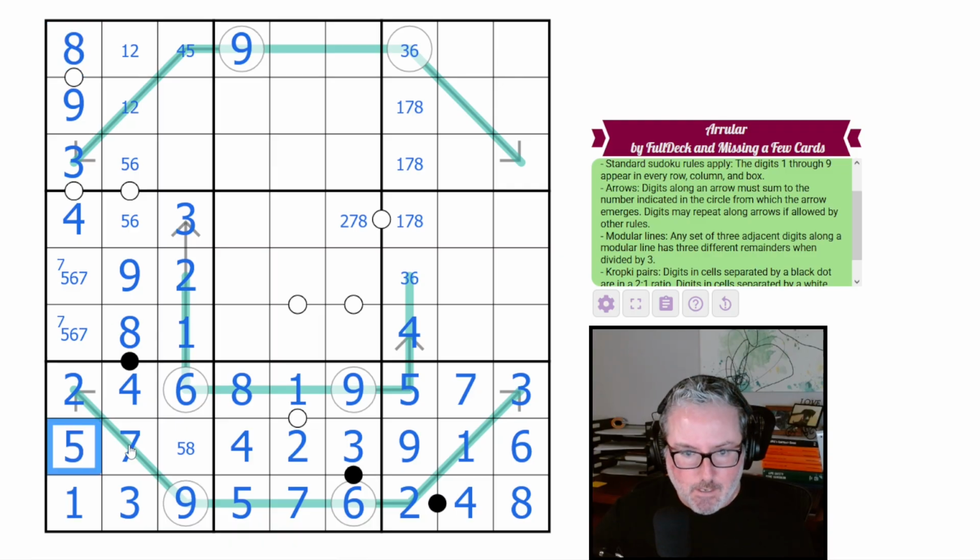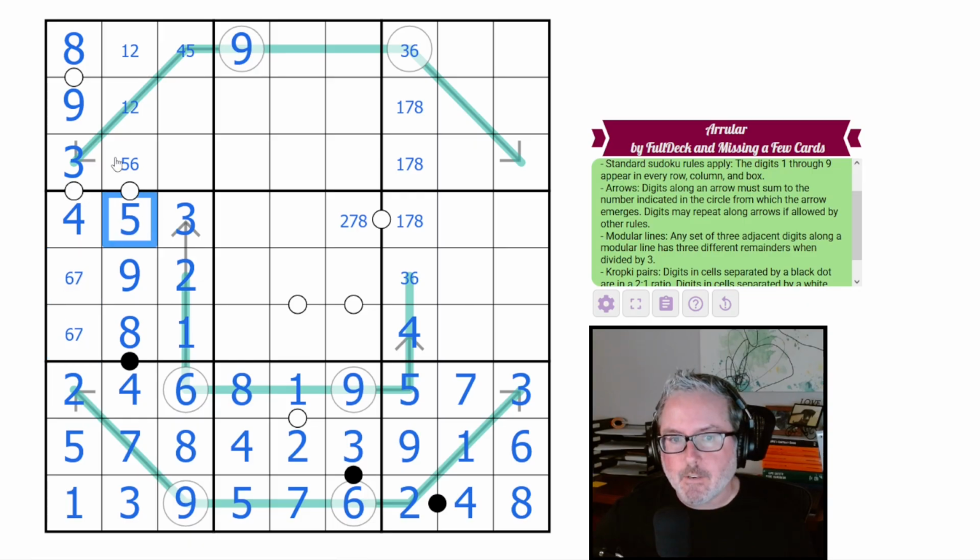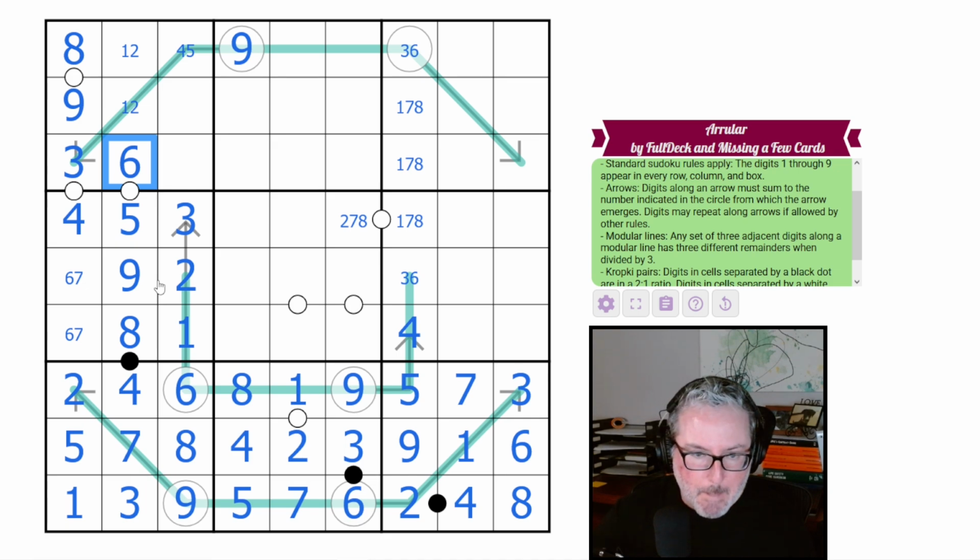That forces 5 and 8. This is now a 6, 7 pair, which means this becomes the 5 and the 6. Good. Now these 3 are going to be 4, 5, and 7. We'll just plop those in because we can.